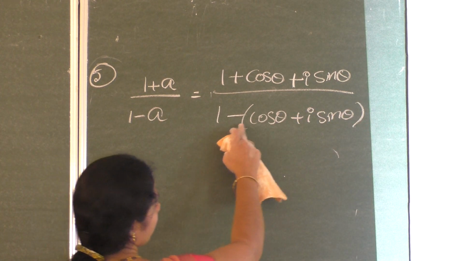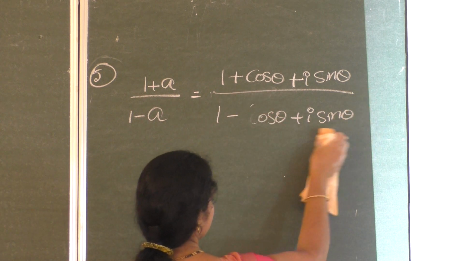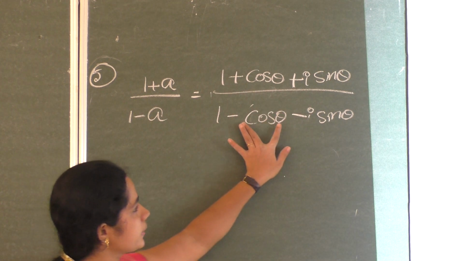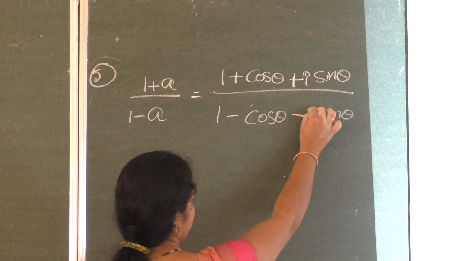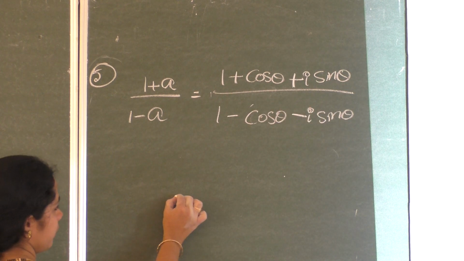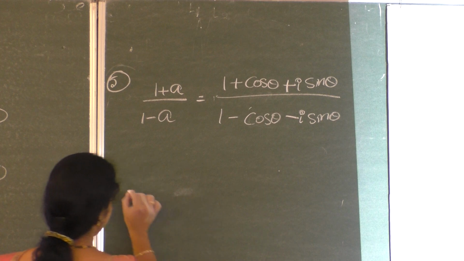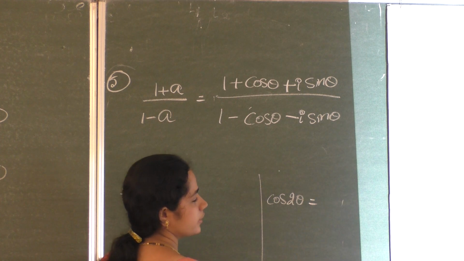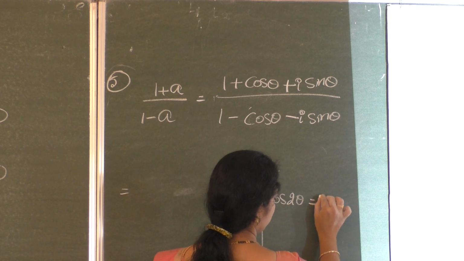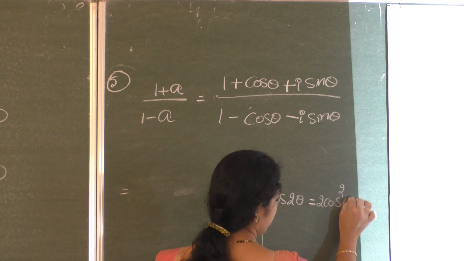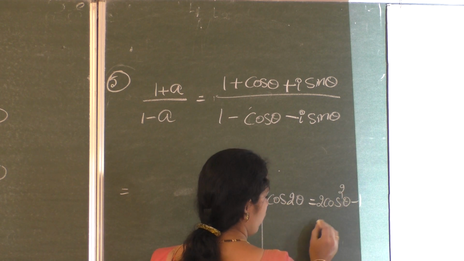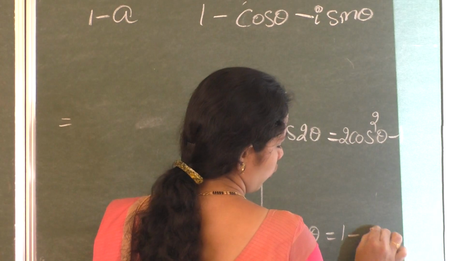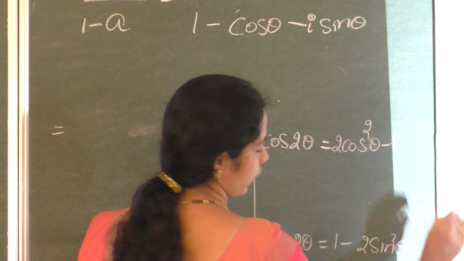Here if you take the bracket, it will be negative. So 1 minus cos theta minus I sin theta. Now we need to apply the formula here. We know the formula. What is cos 2 theta? Cos 2 theta is equal to 2 cos square theta minus 1. One more formula is cos 2 theta is equal to 1 minus 2 sin square theta.